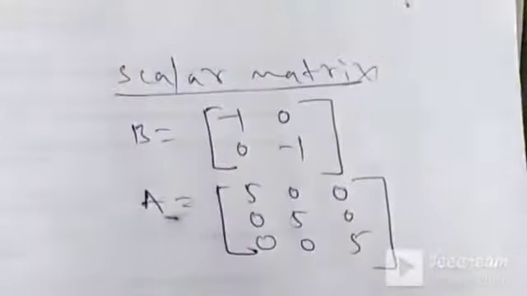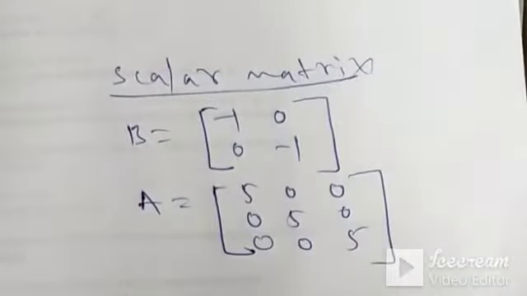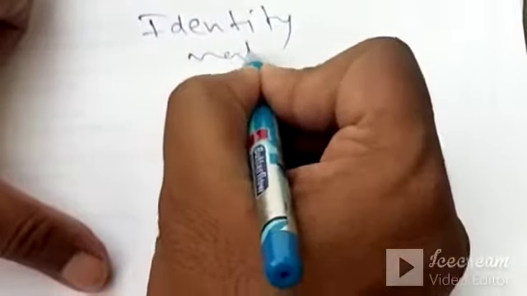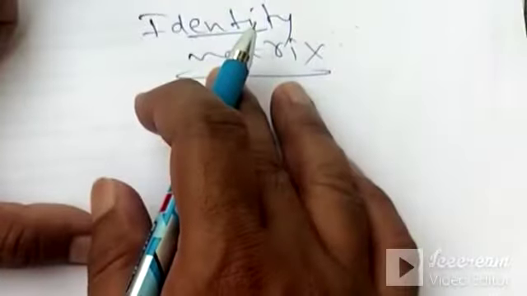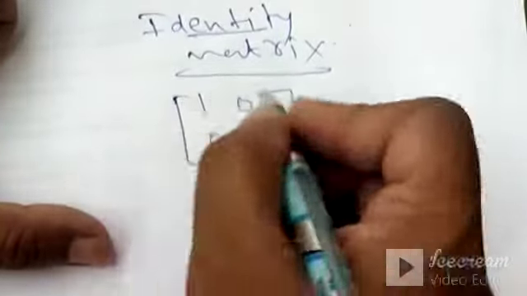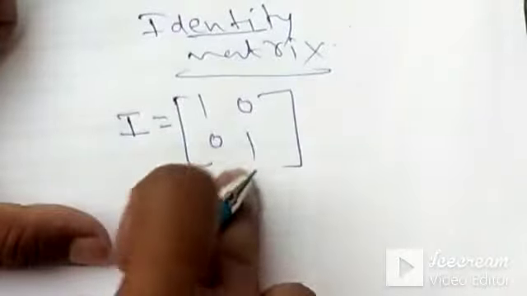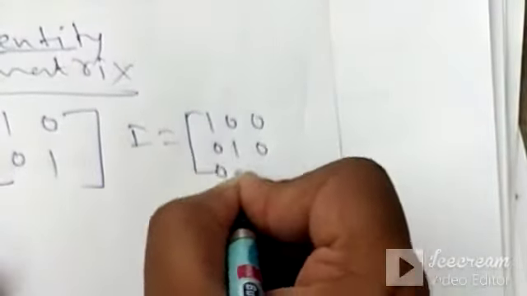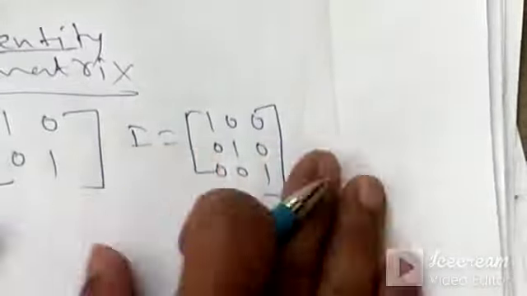Next one is identity matrix. This is also a very important matrix, identity matrix. First I will give an example here. What is an identity matrix? An identity matrix is also one type of scalar matrix, but what happens here? All diagonal elements are equal to 1 only, and we denote the identity matrix by the English capital letter I. So this is the 2 by 2 identity matrix. So I is equal to 1 0 0 0 1 0 0 0 1, which is the 3 by 3 identity matrix.